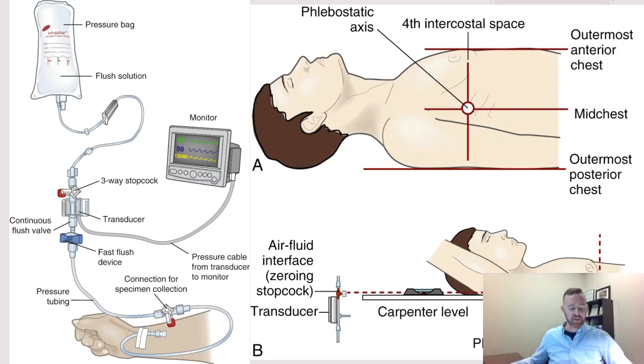So you would flush this every 1 to 4 hours, keeping your pressure bag somewhere in the neighborhood of 300 millimeters of mercury at all times, so that you don't get backflow into your catheter.